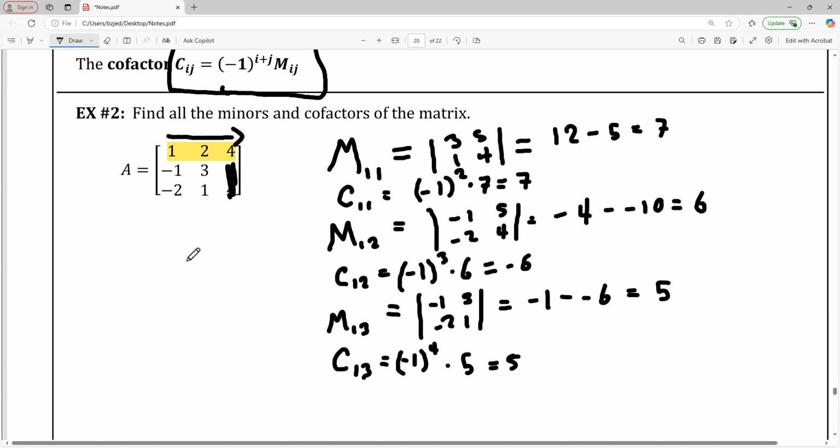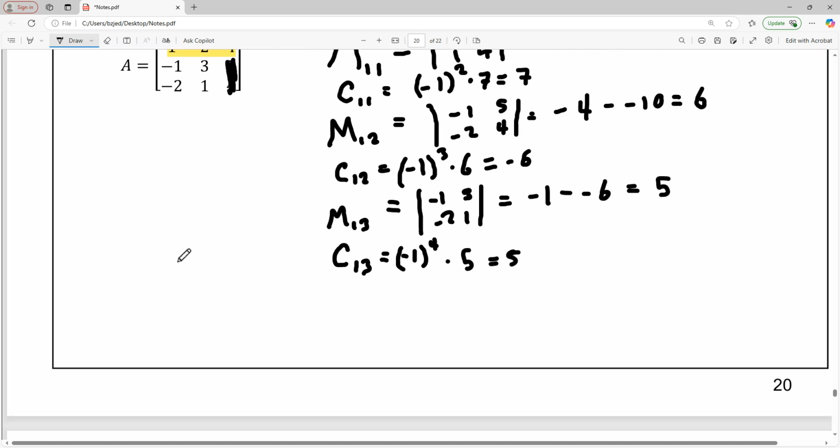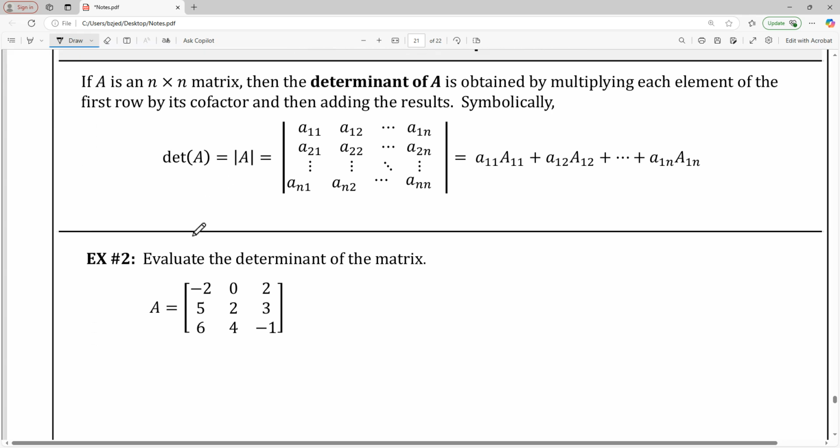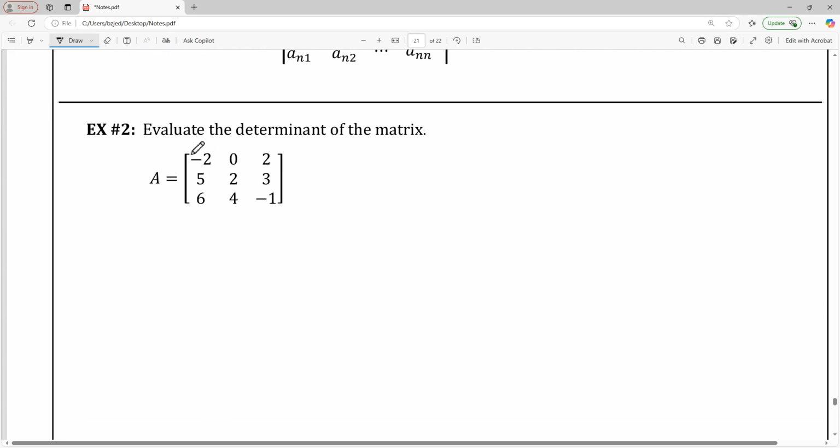So, a good question is, why are we doing this? Why does this matter? Because to find the determinant of a square matrix, we have to multiply each element of the first row by its cofactor. We need to multiply each element of the first row by its cofactor. So here's what I mean.